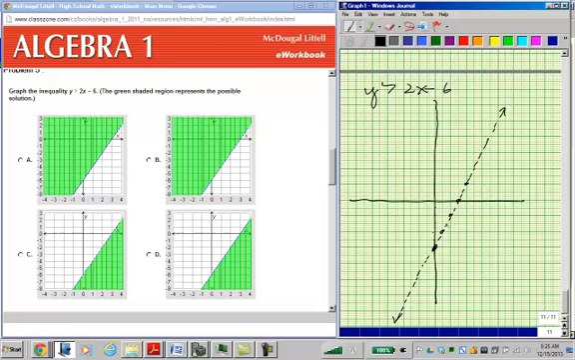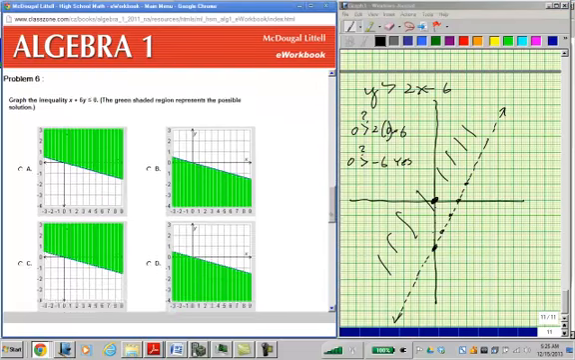All right. Now, is 0 greater than 2 times 0 minus 6? So, is 0 greater than negative 6? Yes, it is. So 0, 0 is part of the solution region. So we shade that region. Now we're going to look for the graph that's got a broken line and that's shaded so that it includes 0, 0, and that would be B.